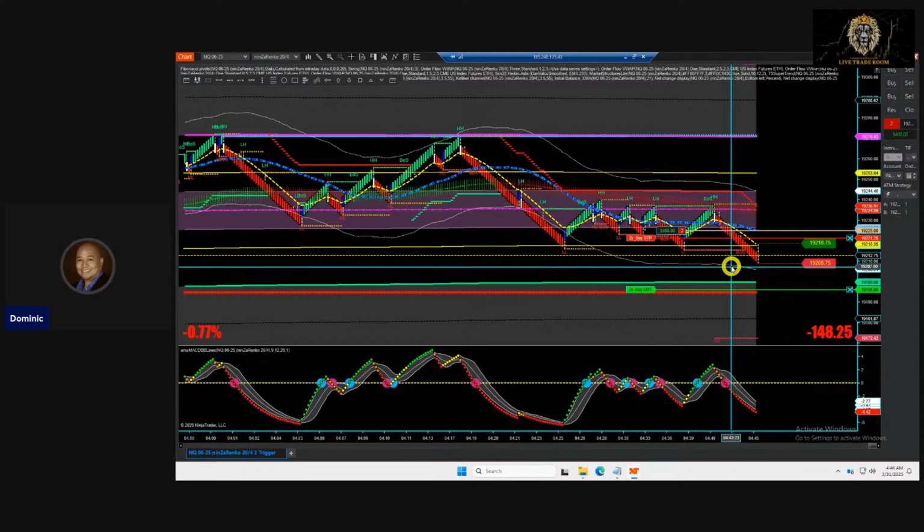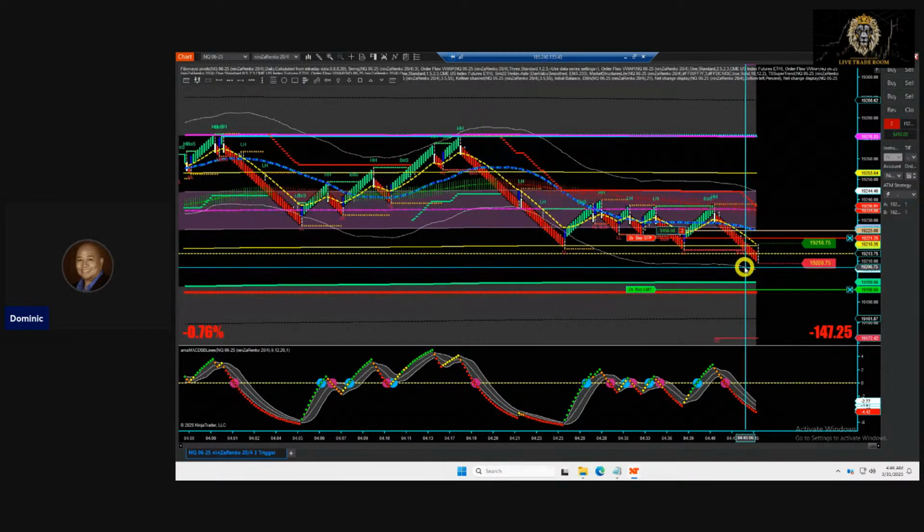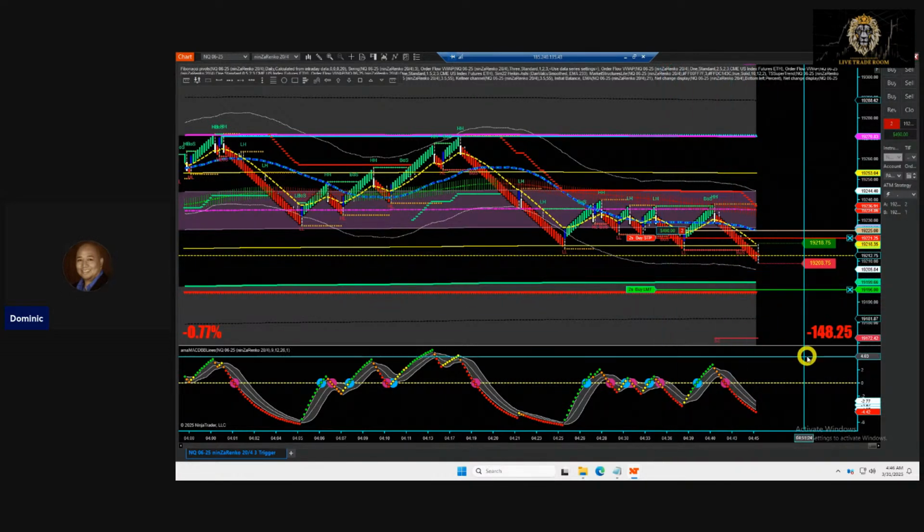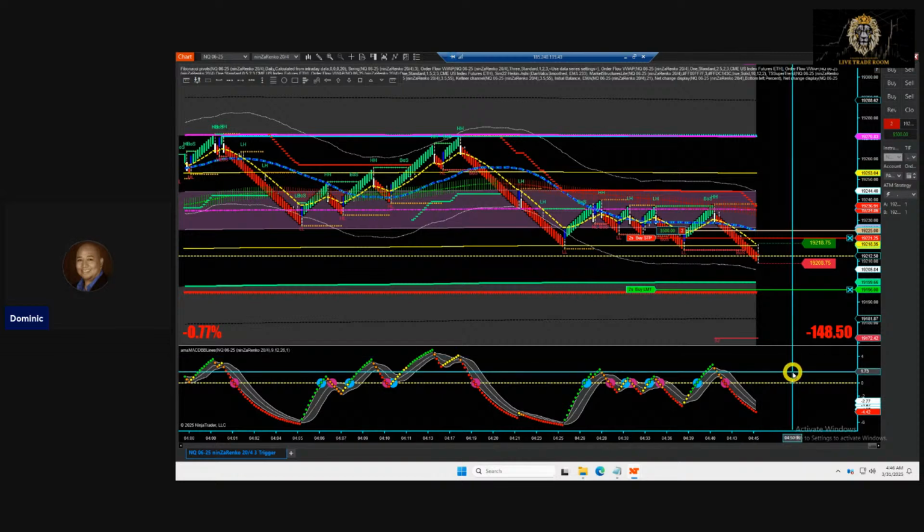You see the Keltner channel here. Now it's beginning to look like it's coming down. The angle is coming down rather than flat, meaning there might be some momentum coming to the downside.